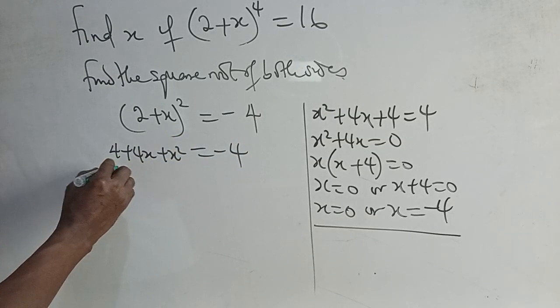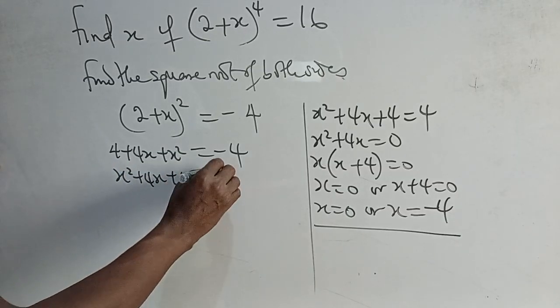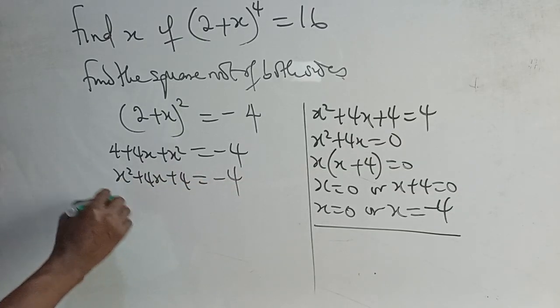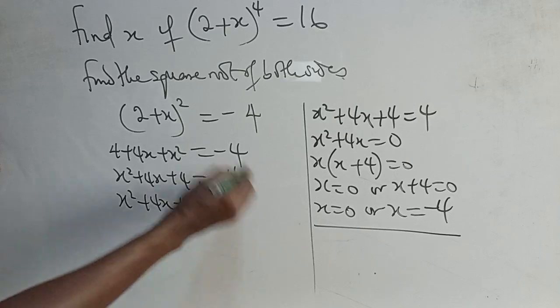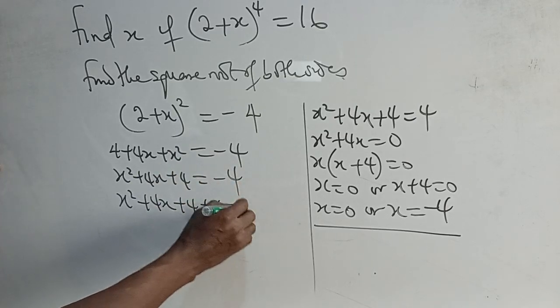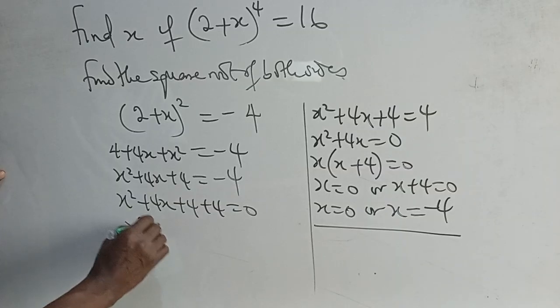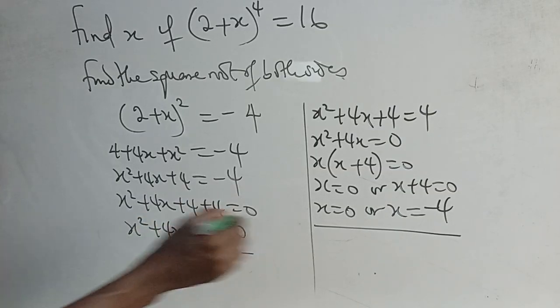Beautiful. So we can rewrite this as x² + 4x + 4 is equal to minus 4. So you can bring this here so as to give us a correct equation. When this comes here, it becomes plus 4 is equal to 0. So you have x² + 4x + 8 is equal to 0. So we now factorize this.